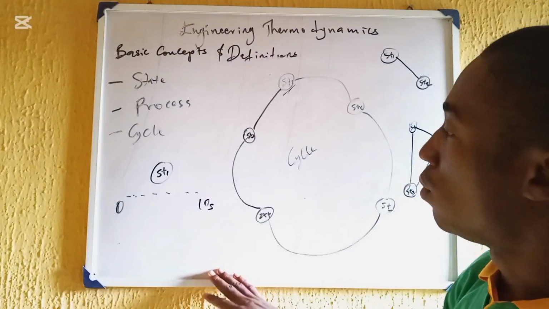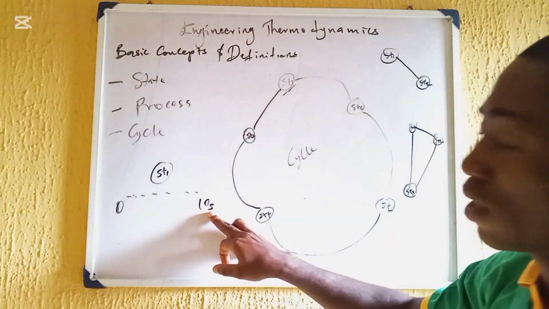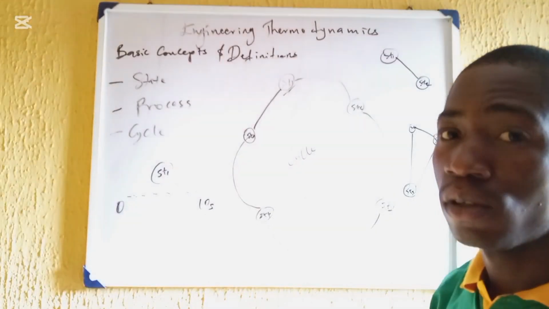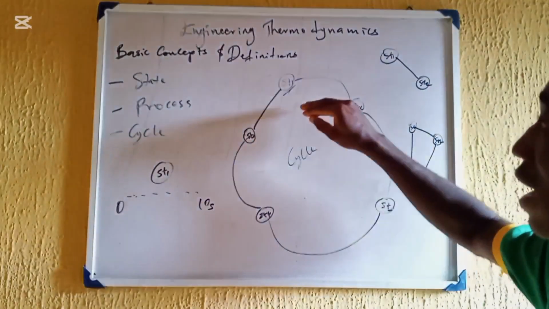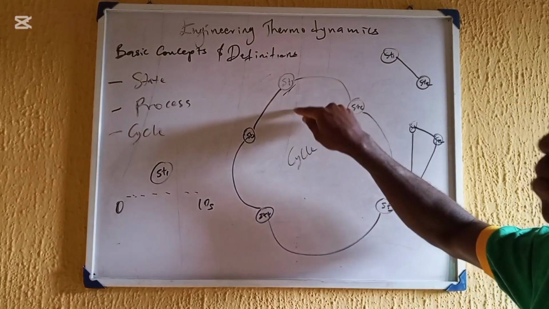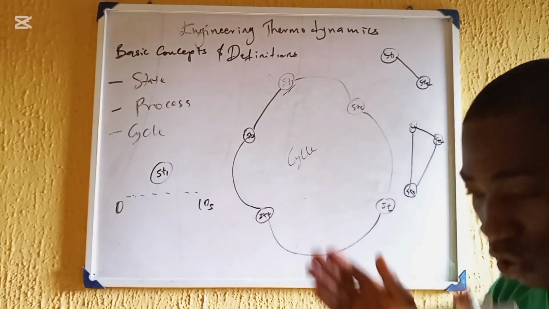But look at this, state 1, time is 0. Then after some time, we had 10 seconds and we are still at the same state. We did not move. That is steady state. That's the difference between steady state and cycle. Cycle involves transitions that bring us back to the same state. But steady state, we don't move at all. We are just there.